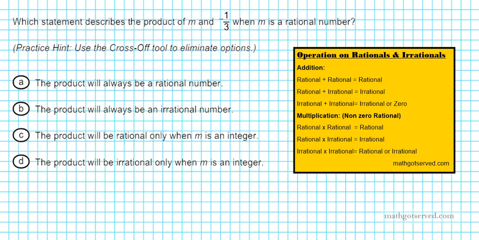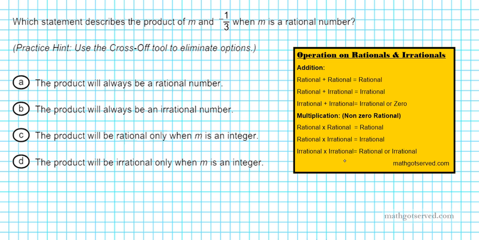Concerning multiplication, the product of two rational numbers is always rational. A rational times an irrational is irrational. And when you multiply two irrational numbers, you end up with rational or irrational.